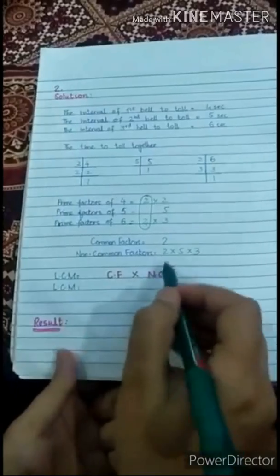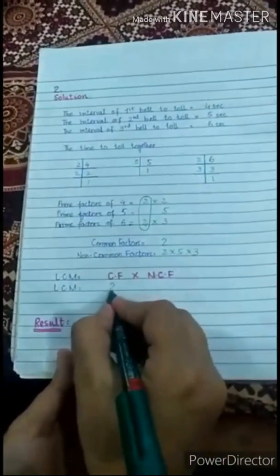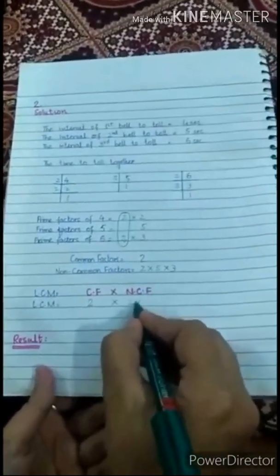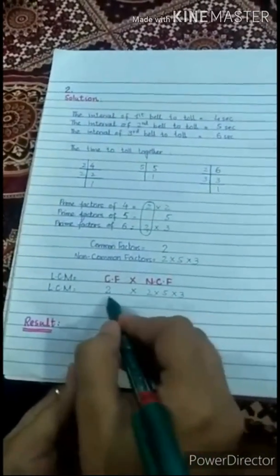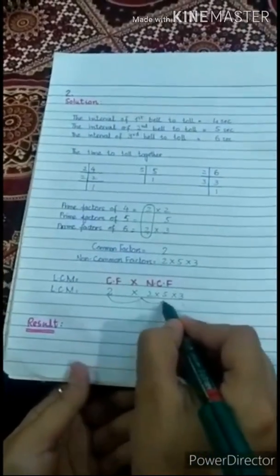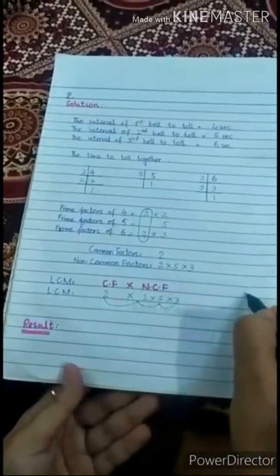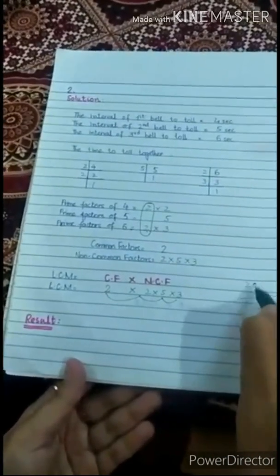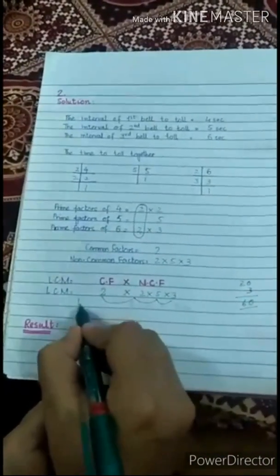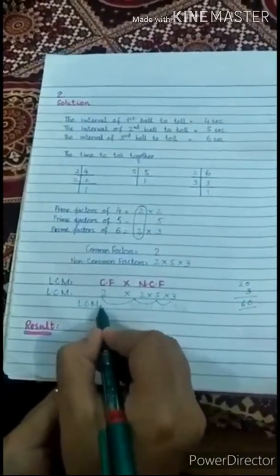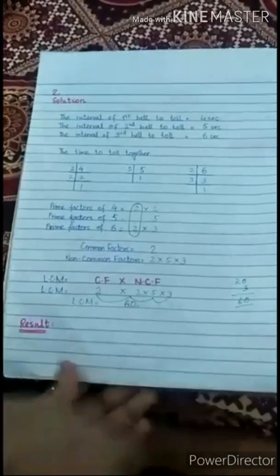So we will put the values here. Common factor is 2 only and non-common factors are 2 into 5 into 3. We will multiply all these values. 2 2s are 4, 4 5s are 20, 20 3s are 60. So 60 will be the answer.